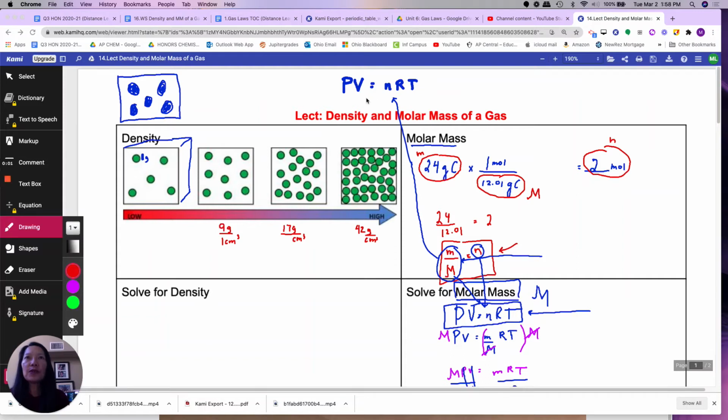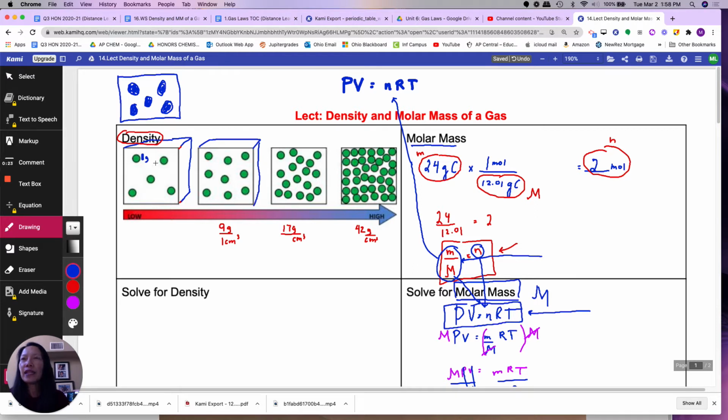You can also use the universal gas law, PV equals nRT, to find the density of a gas. So first, let's remember what density is. So you have 4 cubes, and I know these are squares, but they have to be three-dimensional so you can measure the volume, okay? Pretend they're all cubes.